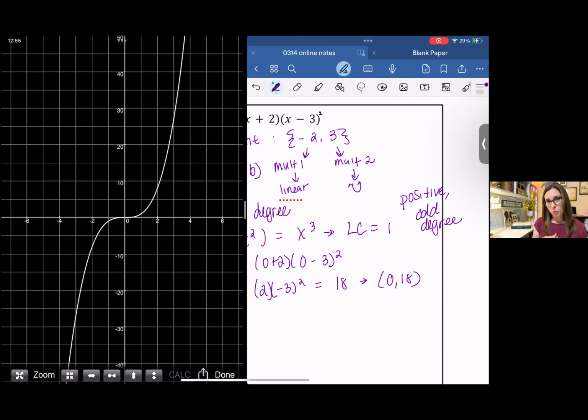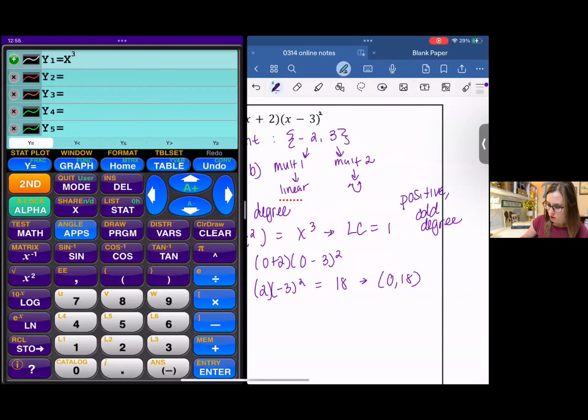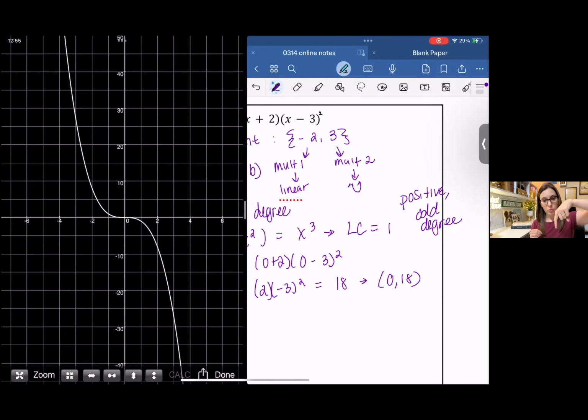Now that +1 coefficient, it could be +2 or 3 or 4, as long as it's positive, means that on the right side of the graph, it's pointing up. The right side of the graph is positive. Now let me show you a negative. If I change it to a negative coefficient, that's going to change my graph. Now you can see on the right side of the graph, it's pointing down.